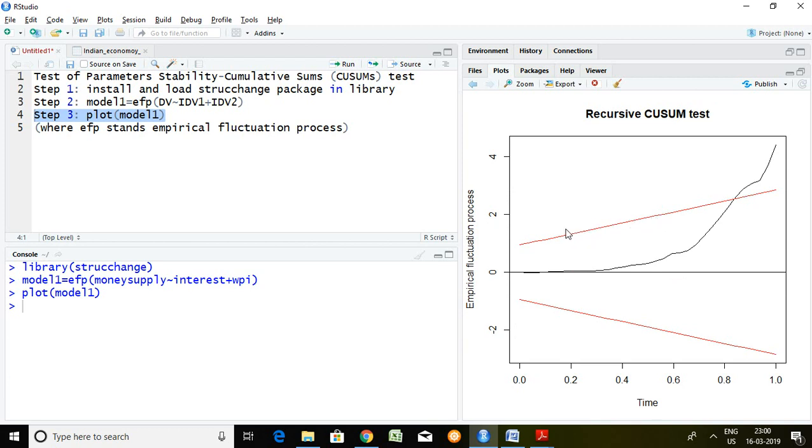These two red lines, this red line and this red line, give the boundary of stability. It means if this black line is in between this and this red line, we simply say that our model is stable. But in this case, this black line is going beyond this red line. It means the model is not stable. So simply we can say that money supply is not stable on the basis of interest and WPI. That is all about CUSUM test in RStudio.